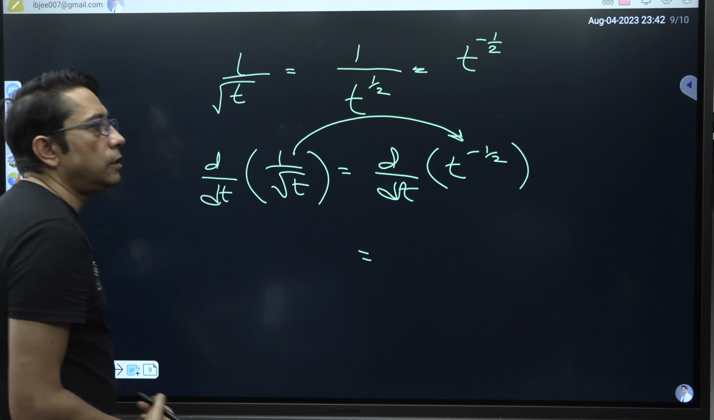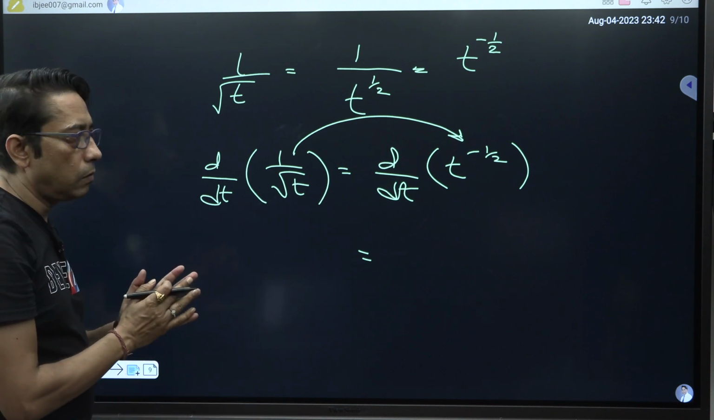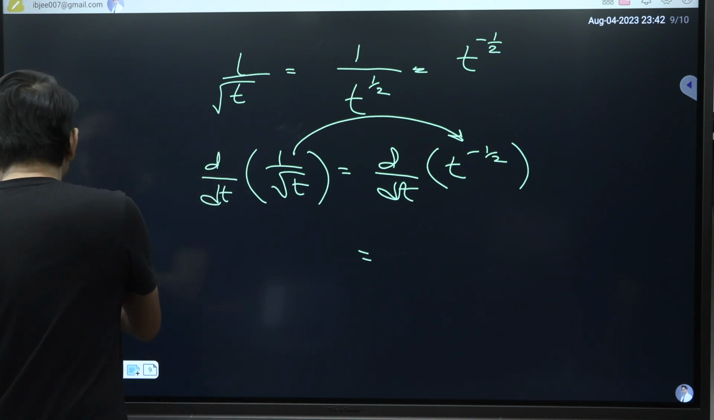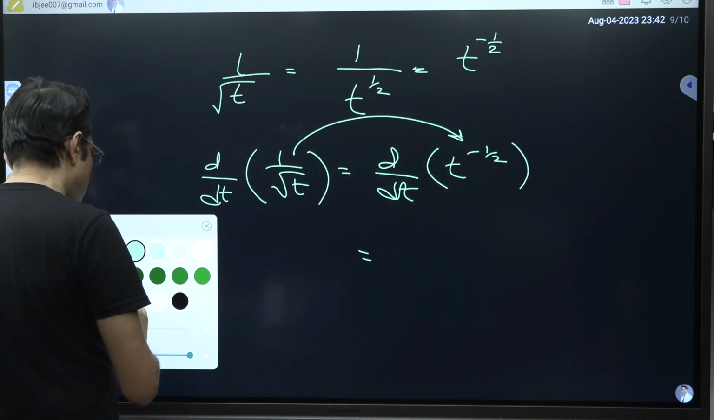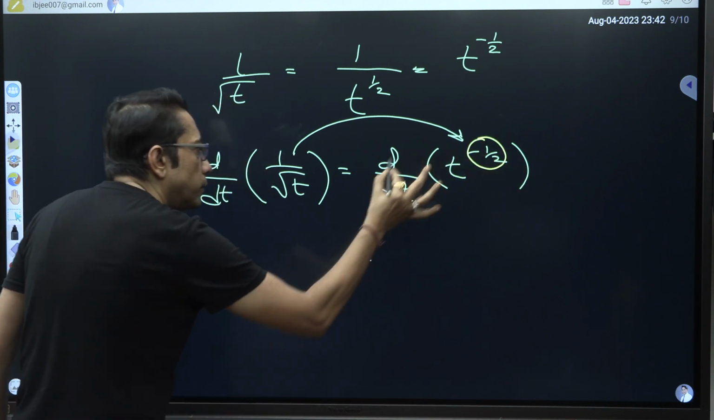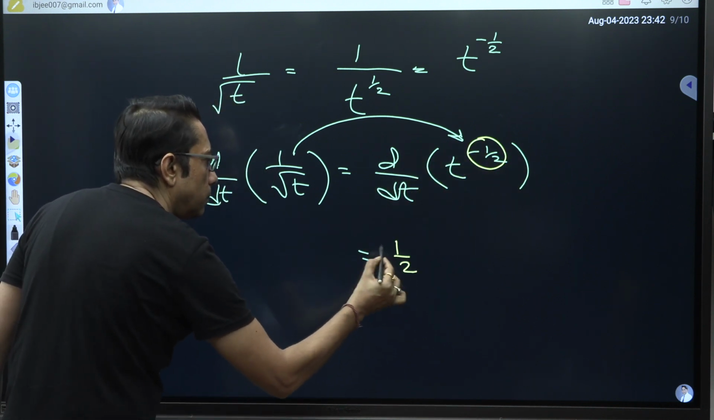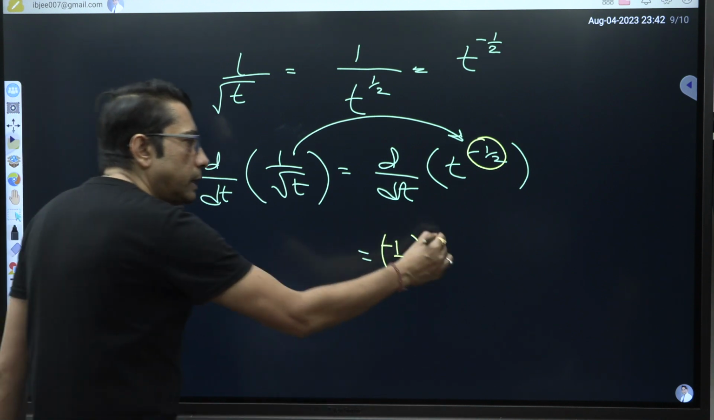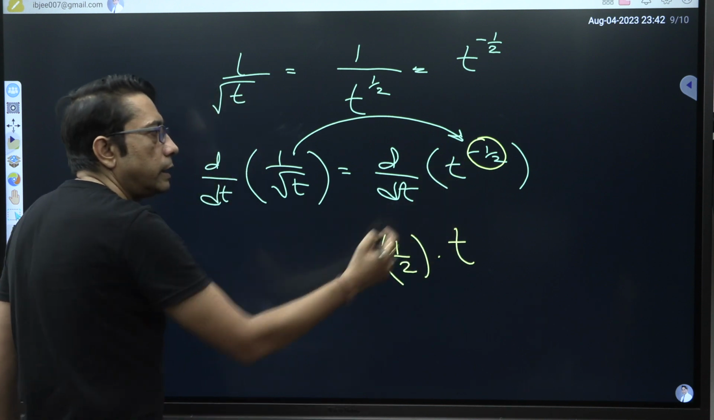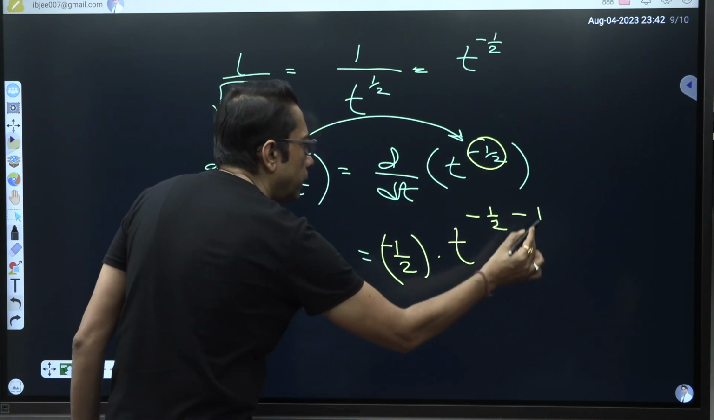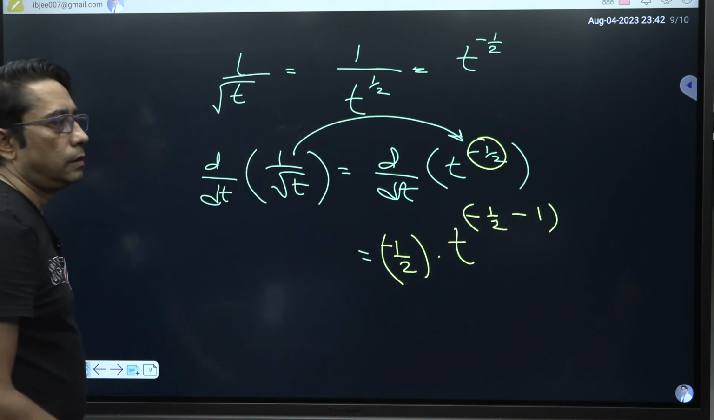But the differentiation process that we are learning now is this. Let me explain it again. The power comes first. What was its power? Minus half. It came first, and then multiplied by t to the power, what was there, minus half, further reduced by 1.